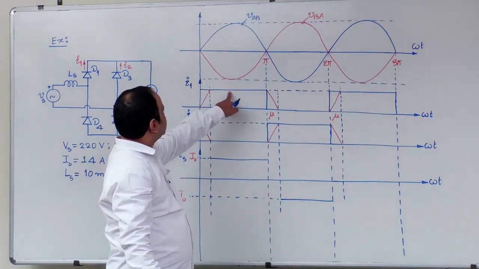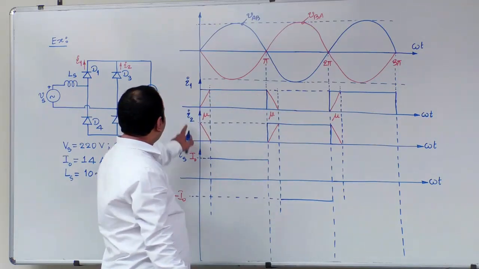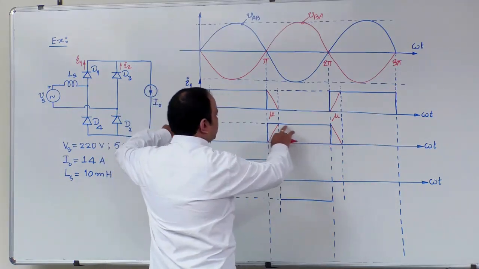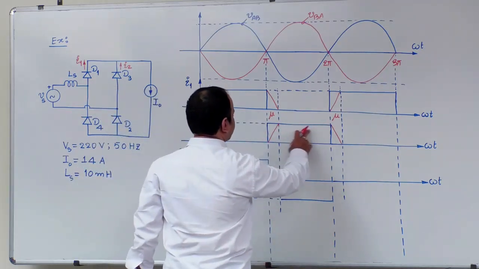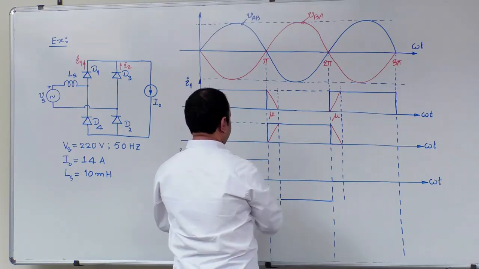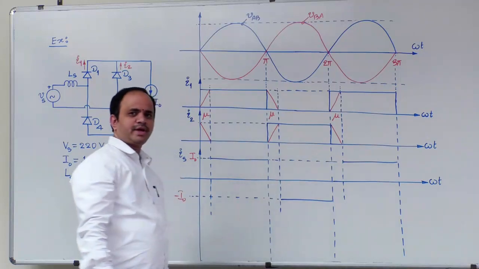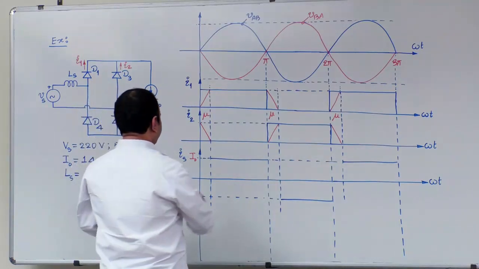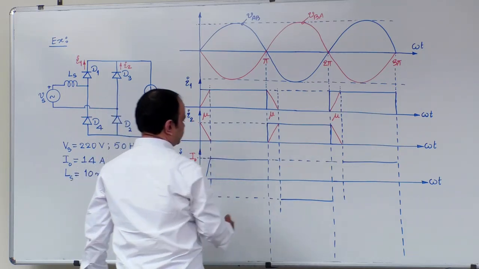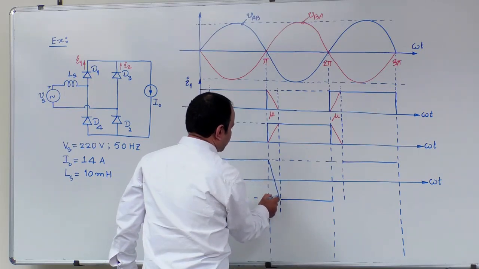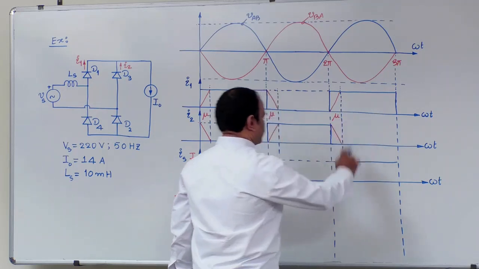Whenever I1 is equal to I0, in that interval the source current is plus I0. Whenever I2 is equal to I0, that is the current flowing through the D3, D4 pair, then the source current is equal to minus I0. Therefore, instead of a square waveform, we are going to get a trapezoidal function. Here this current will change from minus I0 to plus I0, and this current will change from plus I0 to minus I0, and it is going to be like this.